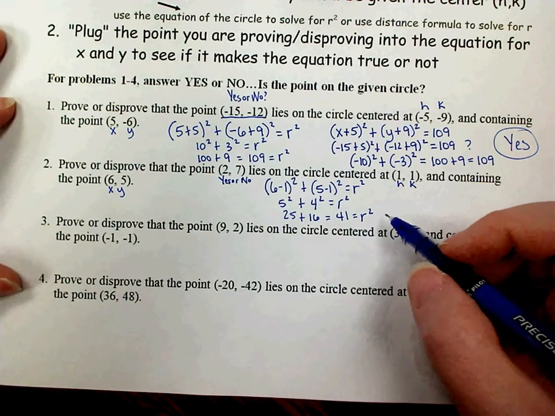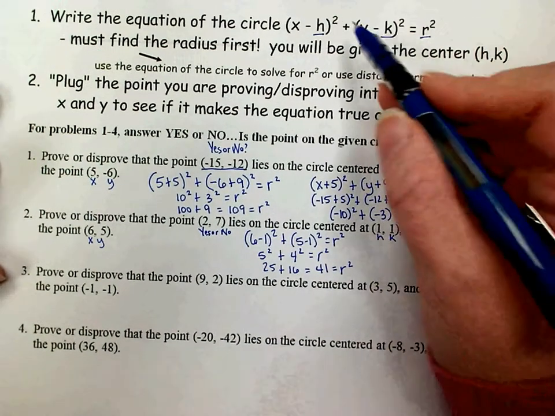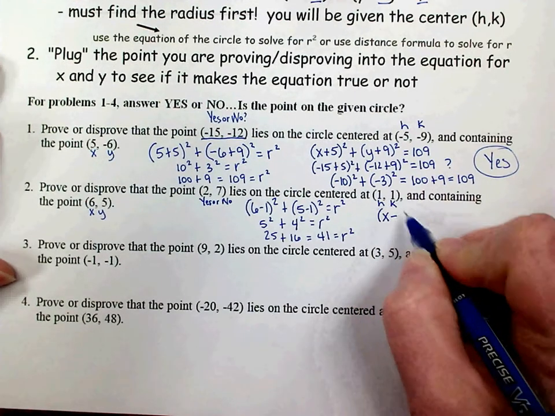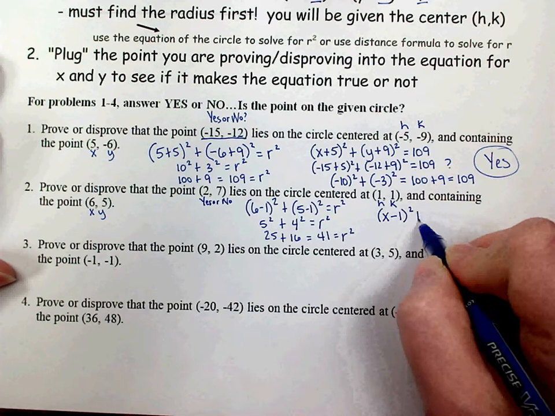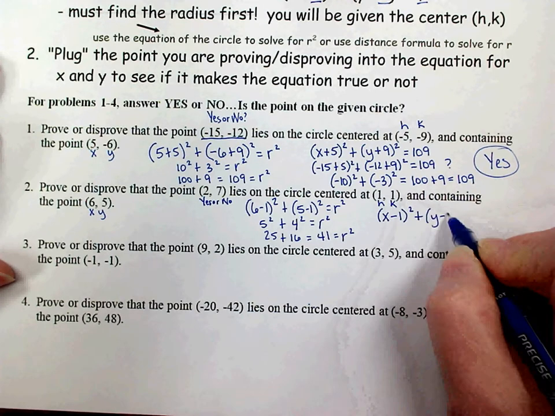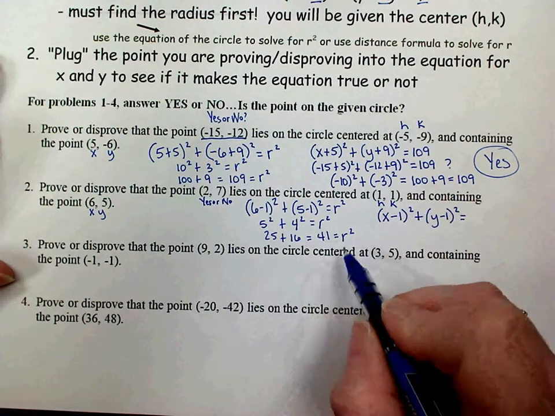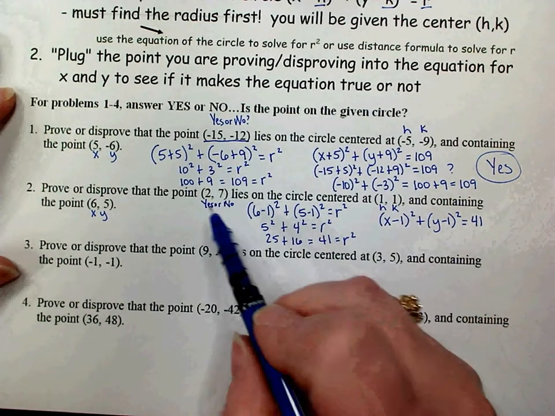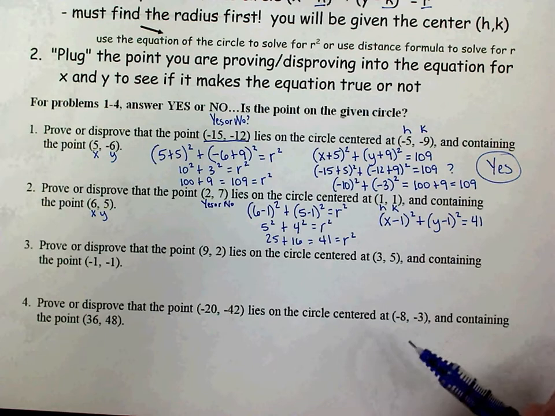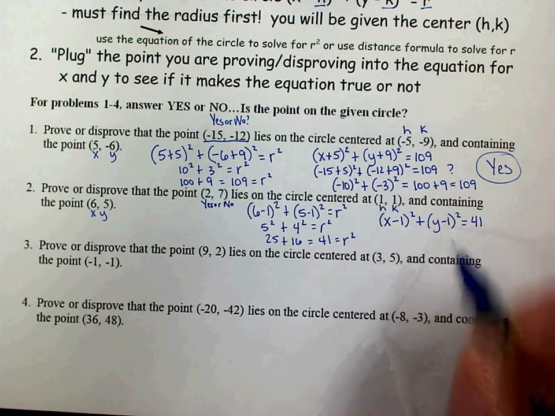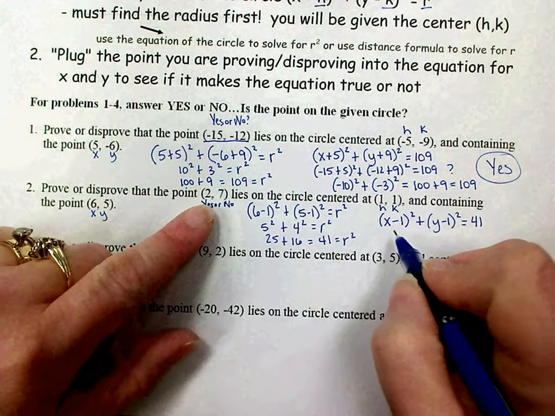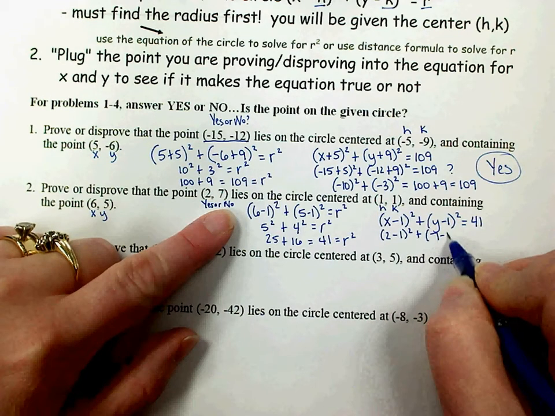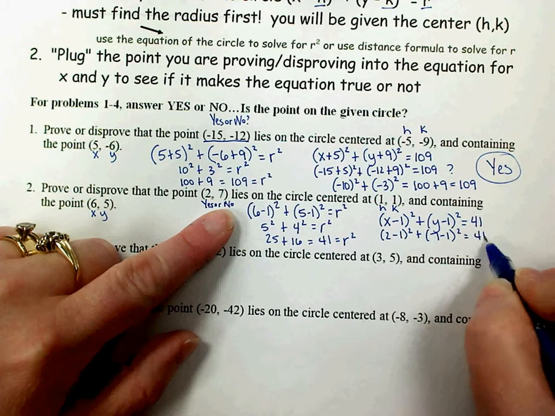So now when I write my equation of a circle, remember I have to have an x and a y. So I would have x minus h of 1 squared plus y minus k of 1 squared equals r squared, which is 41. Now I can put the point that I'm wondering whether it's on the circle or not in for the x and the y. So the 2 will go in for the x, the 7 will go in for the y, and I want to know, does that equal 41?